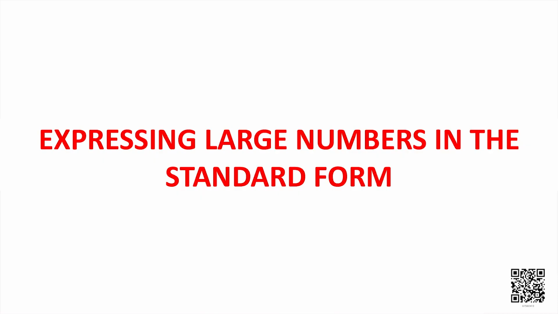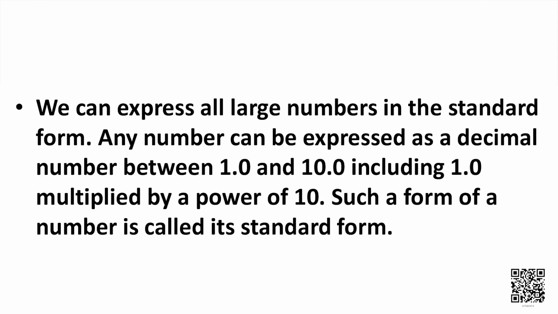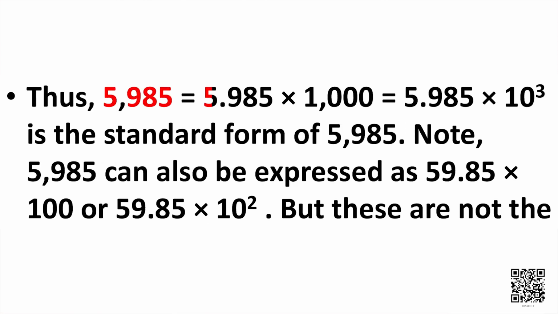So students, with this we are on to our another topic, that is expressing large numbers in the standard form. We can express all large numbers in the standard form, and any number can be expressed as a decimal number between 1.0 and 10.0, including 1.0, multiplied by a power of 10. Such a form of a number is called its standard form. Thus, we will take the example of 5985. We can write it as 5.985 multiplied by 1000. 5.985 multiplied by 10 to the power 3 is the standard form of 5985.